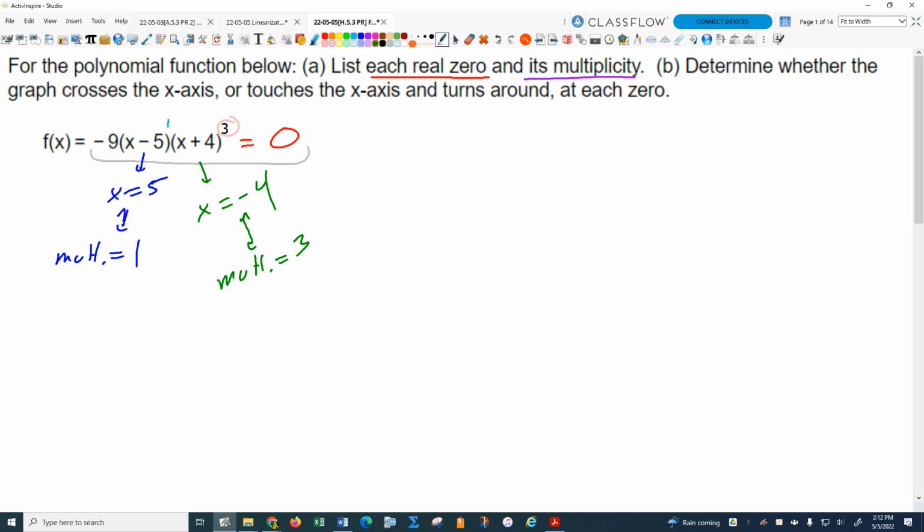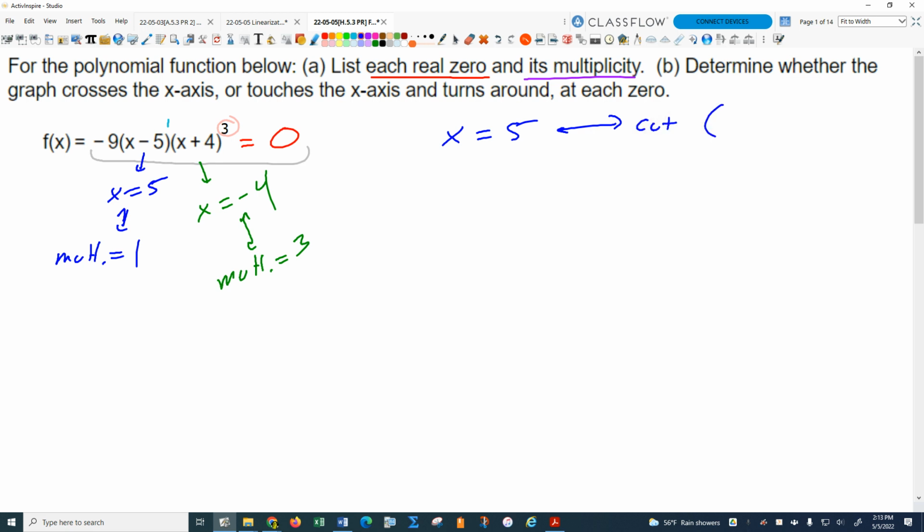All right, so next part. What are we looking at? Determine whether the graph crosses the x-axis or touches the x-axis and turns around at each 0. So we've got the 0, x equals 5. What's it doing there? Is it cutting or bouncing? It's cutting. How come? Yeah, because it's an odd multiplicity, right? Odd multiplicities cut the x-axis. Even multiplicities bounce.